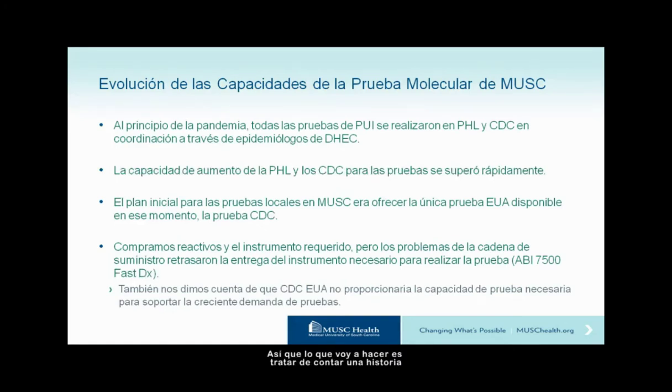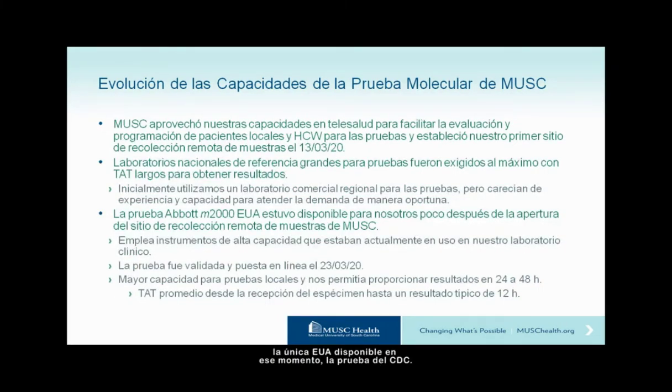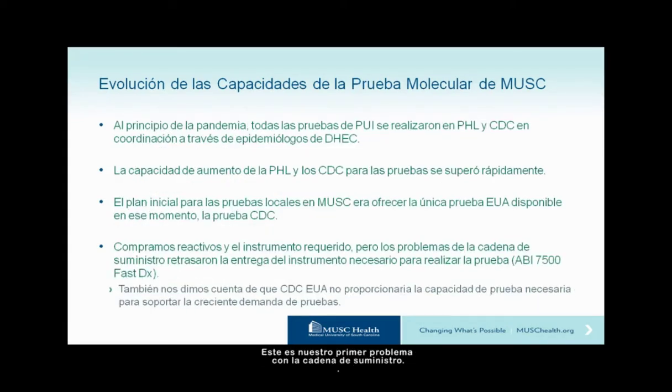So what I'm going to do is try to tell a story with the next few slides and take you through one lab's experience, the evolution of molecular testing capacities for SARS-CoV-2 here at the Medical University of South Carolina. Early in the pandemic, all testing for persons under investigation was conducted at our public health and CDC laboratories. It was all coordinated through our local epidemiologists that were tasked here from the State Health Lab in Columbia. As you might imagine, the surge capacity of the Public Health Lab and the CDC for testing was quickly exceeded. Our initial plan here at MUSC was to offer the only EUA available at the time, the CDC test.